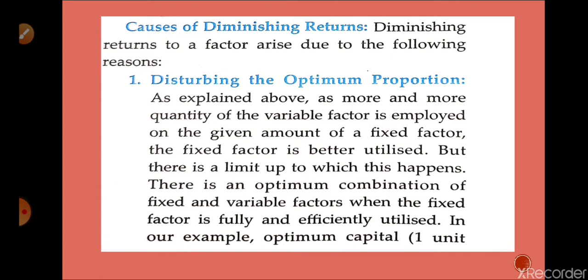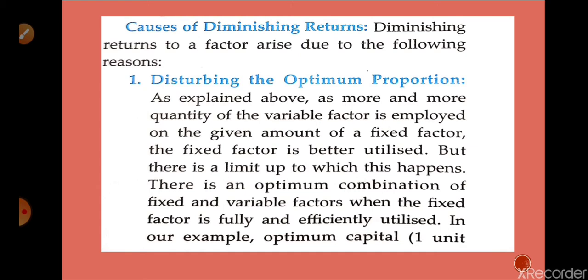So what are the causes for this stage? The first point, given in a book, is disturbing of optimum production. So what is optimum production? Fuller utilization of resources is known as optimum production. We were using one unit of labor and one machine, and we used 1 to 5 in the first stage. For example, 5 workers working on 5 machines. But now we are adding additional workers. It means we are disturbing the optimum level of production.